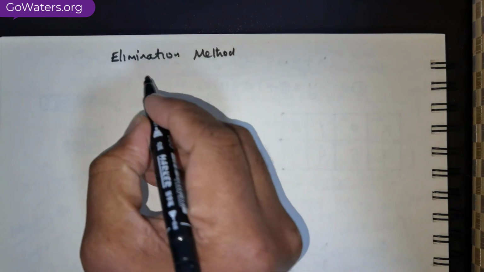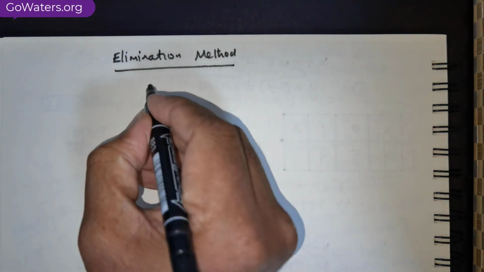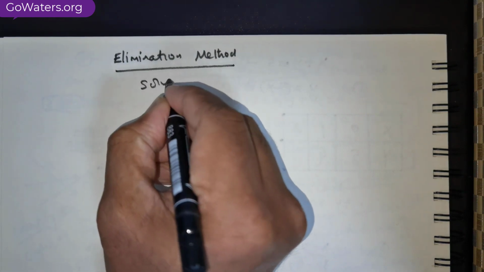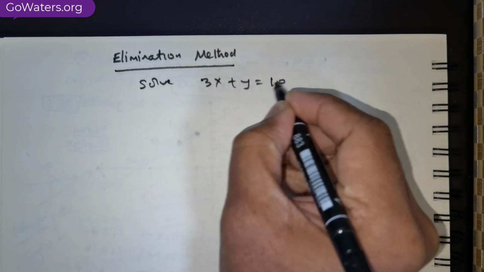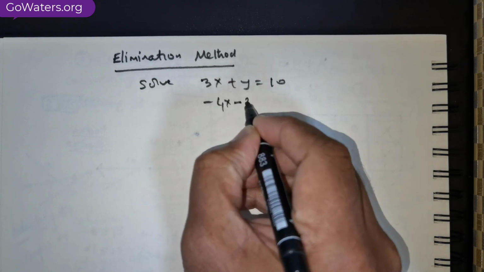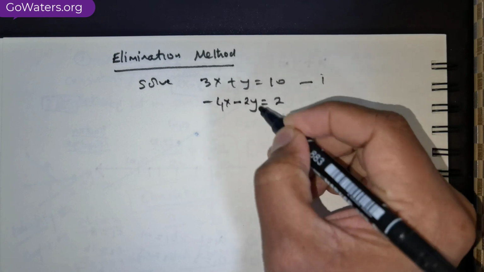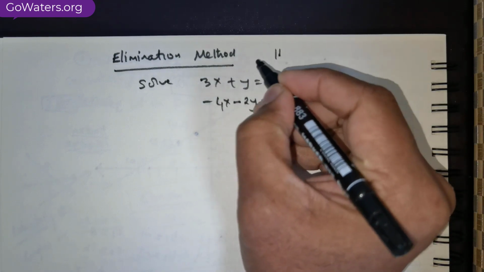Welcome students. In this class we will look into this specific method, the elimination method. Now imagine you are being given this question. You are asked to solve 3x positive y is equal to 10, negative 4x negative 2y is equal to 2. So you are being given two equations. Let me state that.